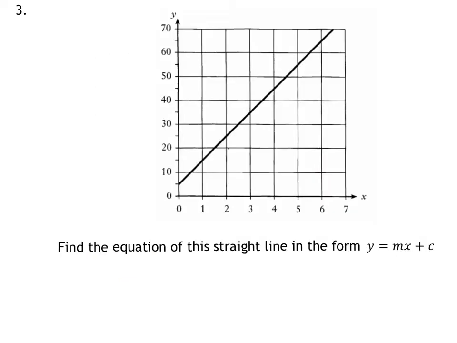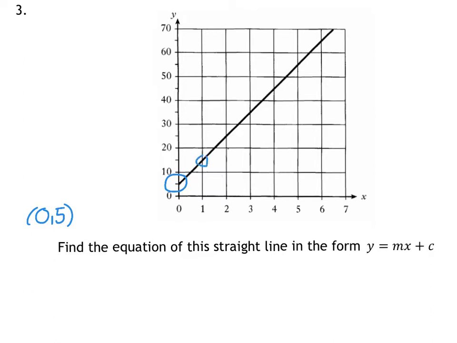Question 3 wants the equation of the straight line. So to get the equation of a straight line, first thing I would do is write down a couple of coordinates. So I'm going to use this coordinate here, which is 0, 5. And then I'm going to go along the line until I find another nice one that's easy to read off. And I'm thinking, there's not hugely many, but every single one is going to be going up 10.